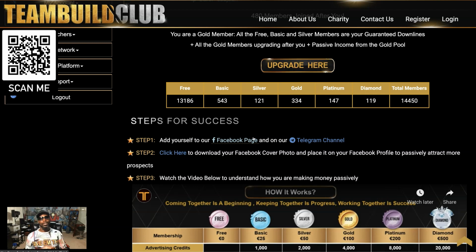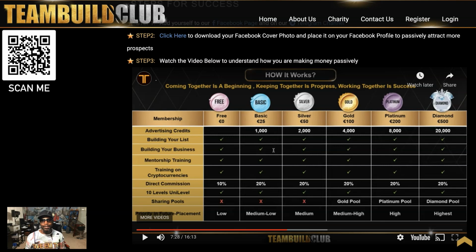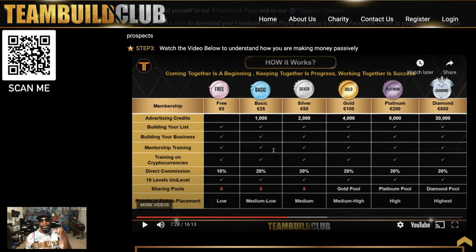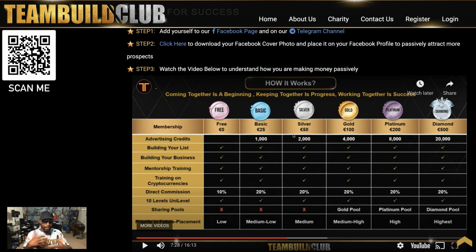So that puts you in a position right out the gate to already be having some massive success and having a large percentage of this volume up under you. I don't know how they're going to allocate it out or anything like that, but however they decide to do it, you have the highest priority if you have the diamond. You have high at platinum, medium high at gold, medium at silver, medium low at basic, and you'll be at very low with the free.